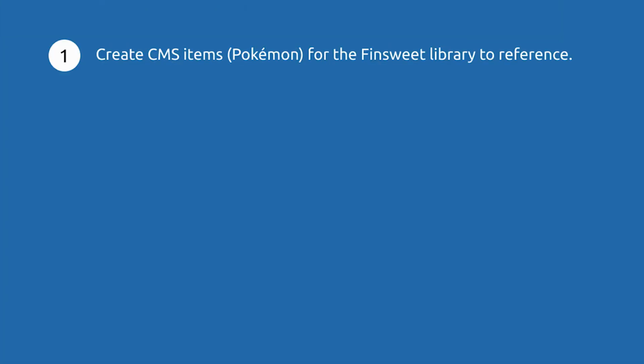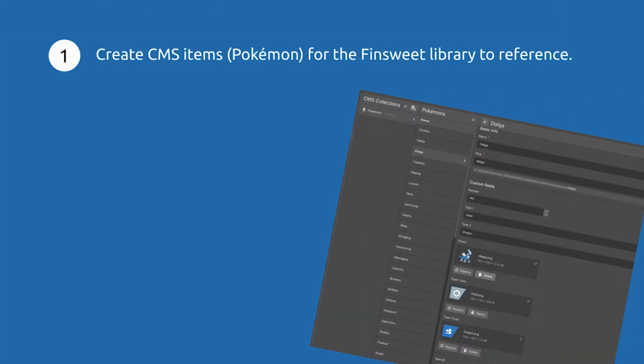So the first step will be actually creating our CMS full of all of the different Pokemon themselves. So we'll have all the 50 Pokemon that we're making, and we'll have all the different fields and variables set to them so we can later reference it in the Finsweet library.